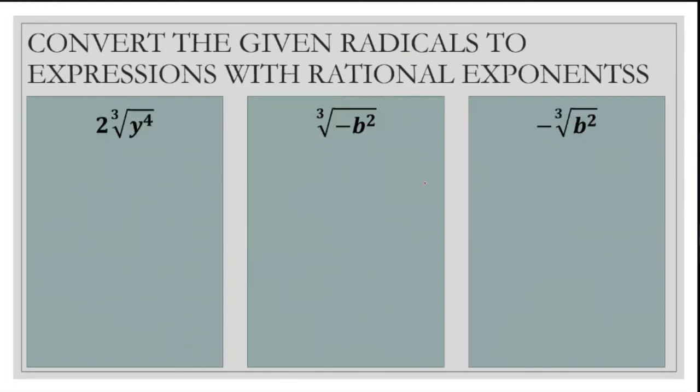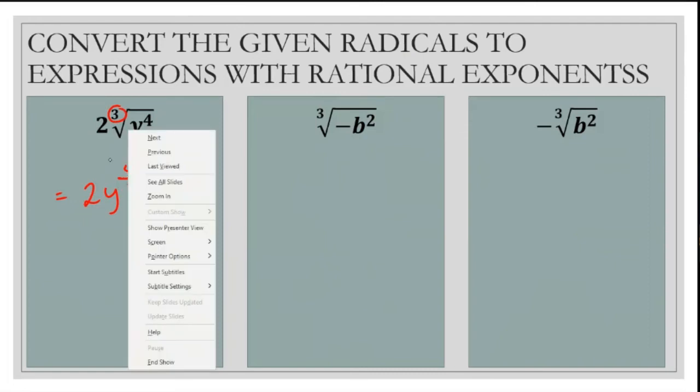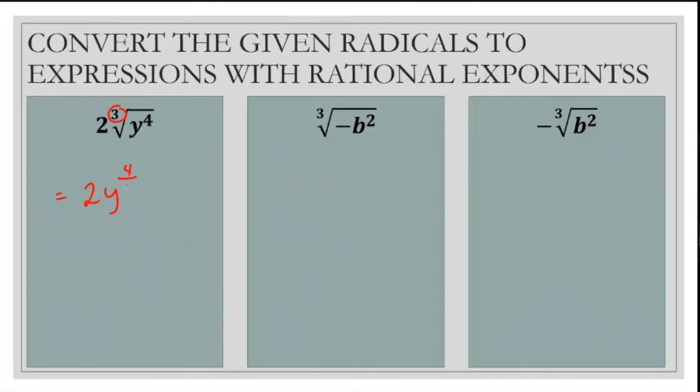Let us have another one. So 2y here was not raised to any number. So you will just have 2y raised to 4 as the numerator, and 3 as the index will be the denominator of the exponent. So that will be 2y raised to 4/3.